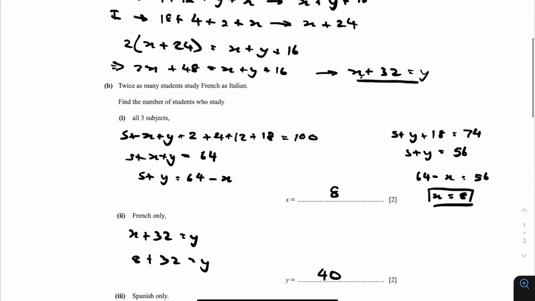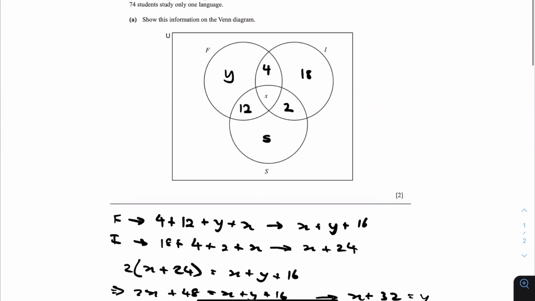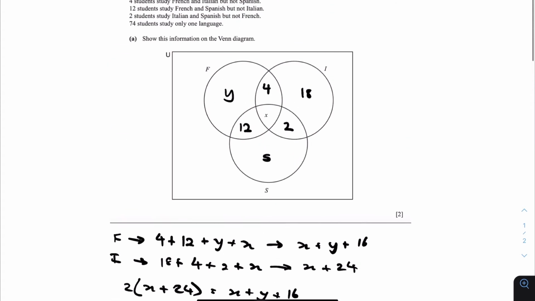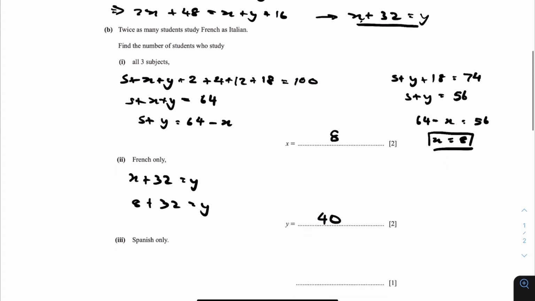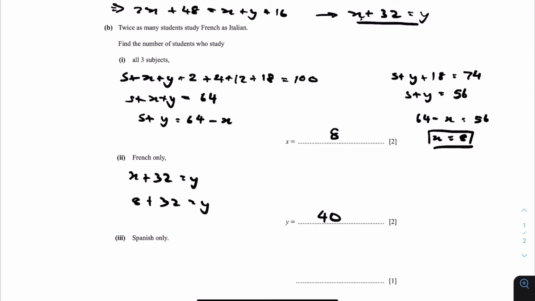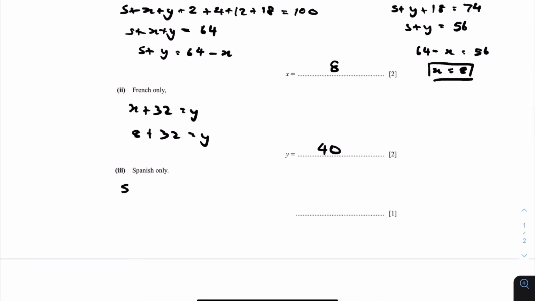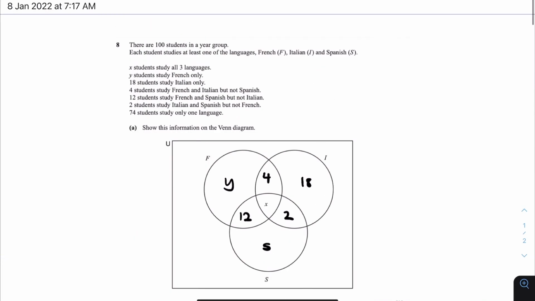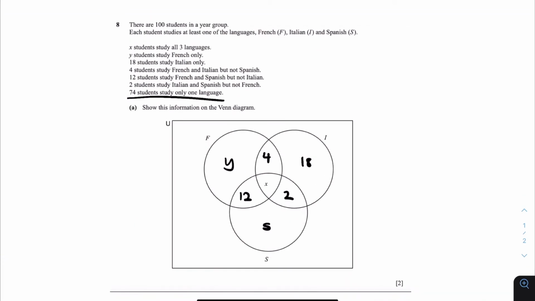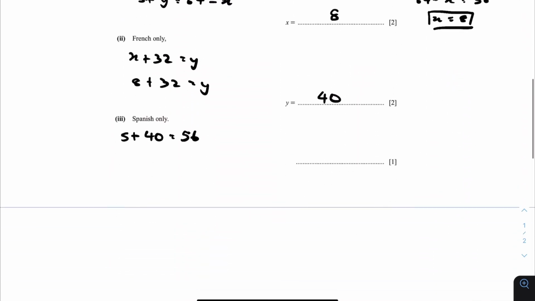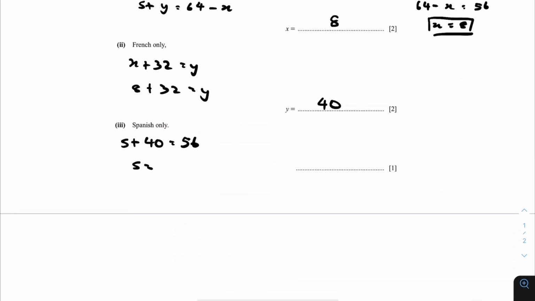Well, we're given that s plus y plus 18 is equal to 74. So that means s plus y is equal to 56. And we know that y is 40. So s plus 40 equals 56. I'm just taking the equation that 74 students study one language only. So that means that s is equal to 56 minus 40, which is equal to 16. So 16 students.